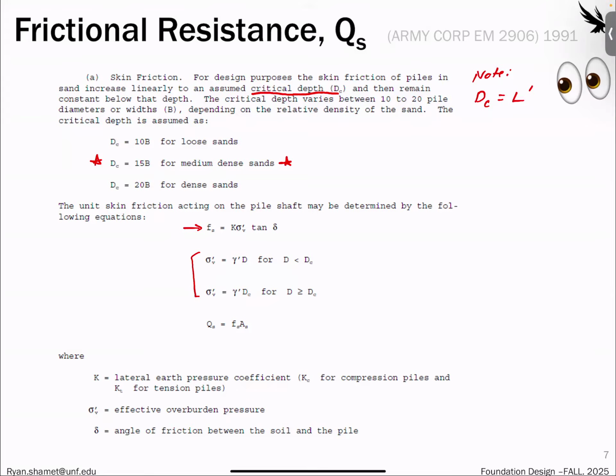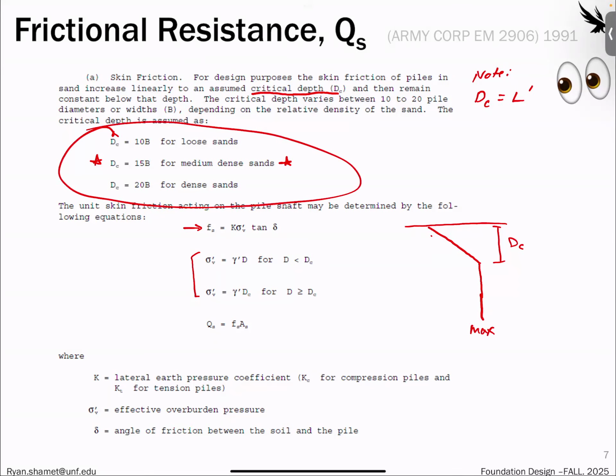Yeah, so the unit acting along the pile shaft may be determined by the following equation. So that's, again, showing that it's increasing normally. And then once we're at this DC, as they're calling it, it caps out and it maxes here. So I just wanted to show you this because it might be referenced later, or you might come across it and wonder, well, why is it 10 or 20? This is the reason why.